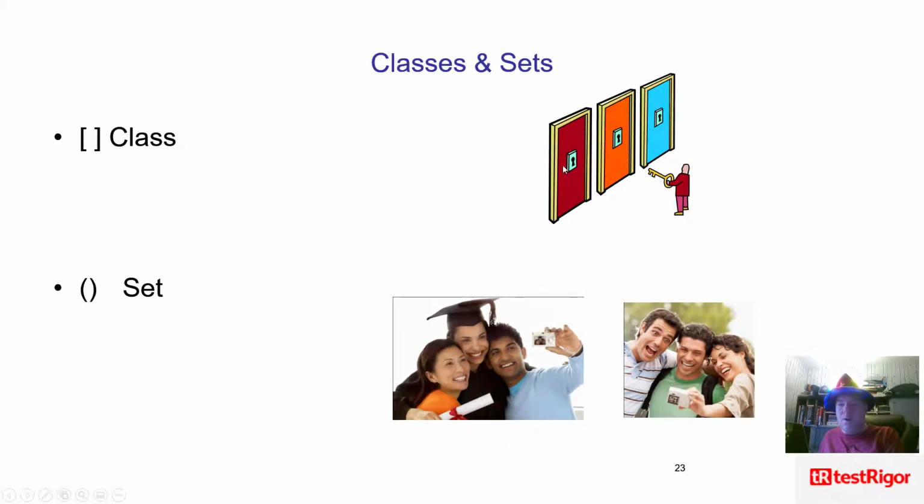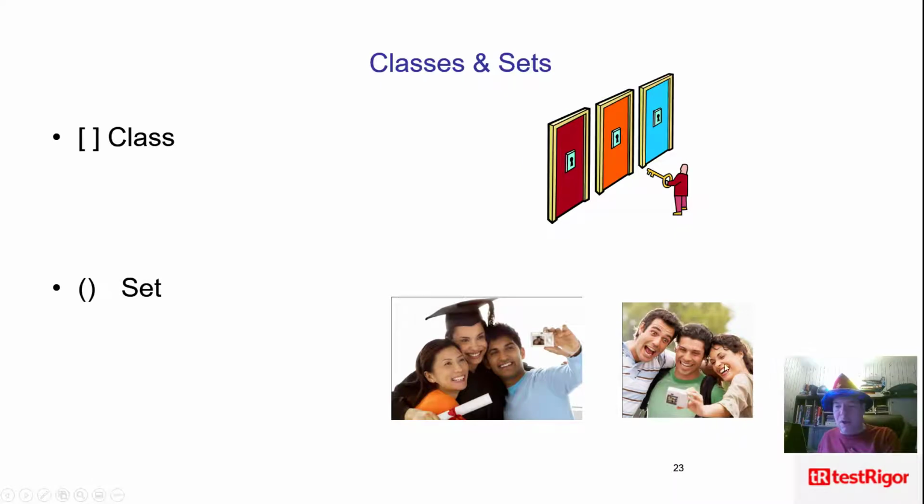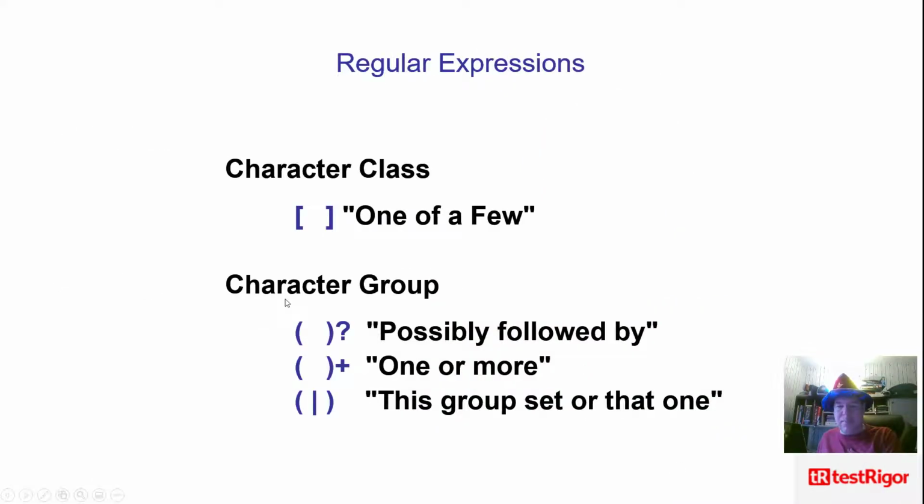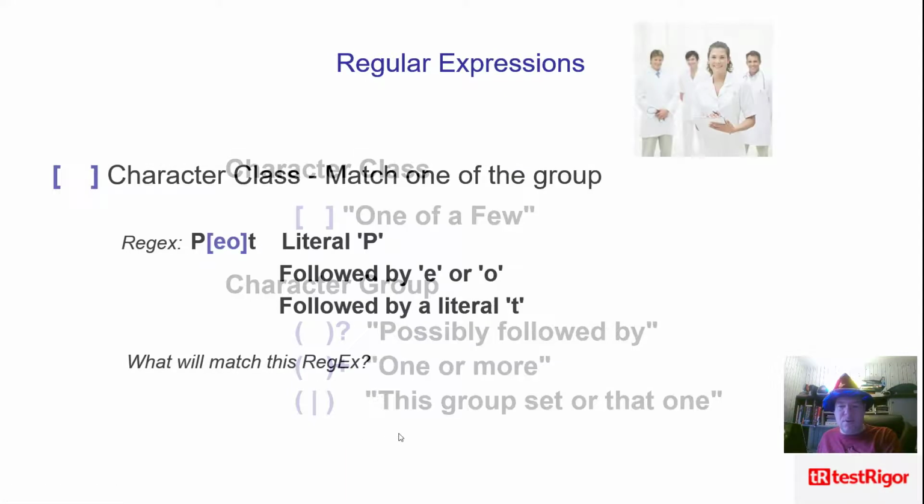Classes are choosing one of multiple items, and sets are when you're hanging out with multiple people. All three of them have to be in there or it's not a match. So character classes, in square brackets, means I'm looking for one of just a few, and character groups means we're looking for all those characters. You can also add other ones like the question mark and the plus after this, which makes it possibly followed by, because it may or may not be there, or with this pipe in the middle that says either the left guys or the right guys.